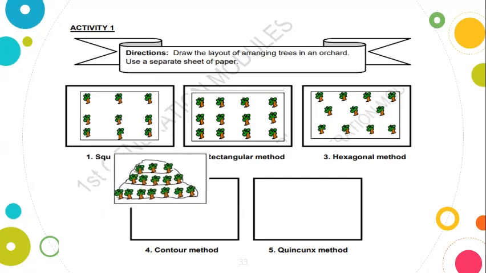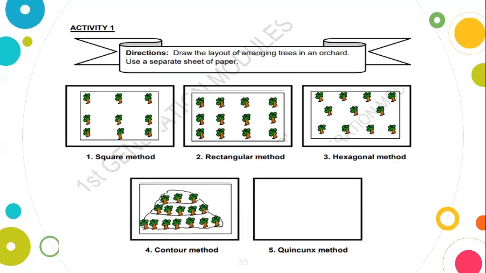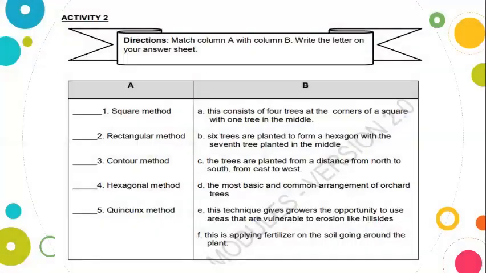The fourth, the contour method. And of course, the last, the quincunx method. Okay, you got all 5? So, you have answered your first guide question. Let's proceed. For your activity 2, match column A with column B. Write the letter on your answer sheets.